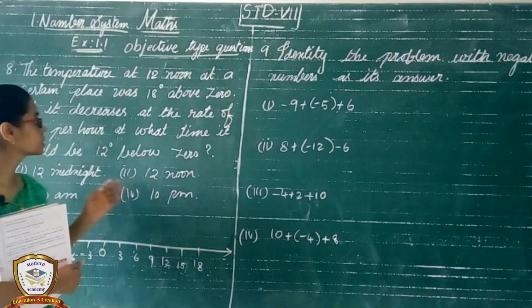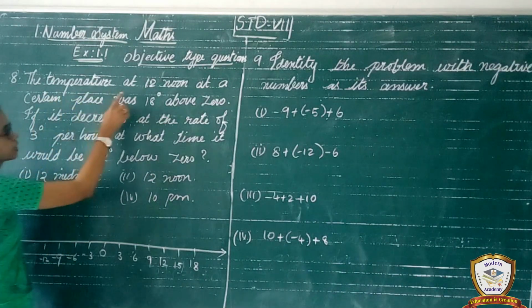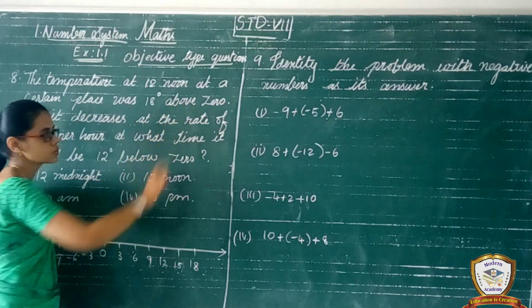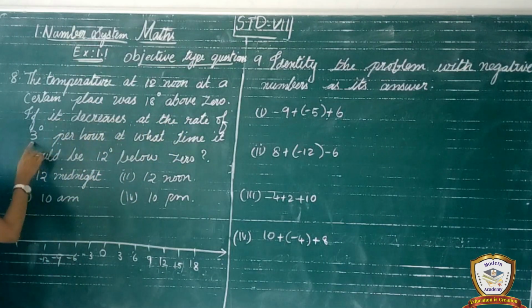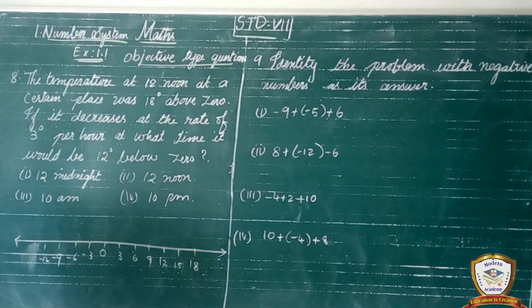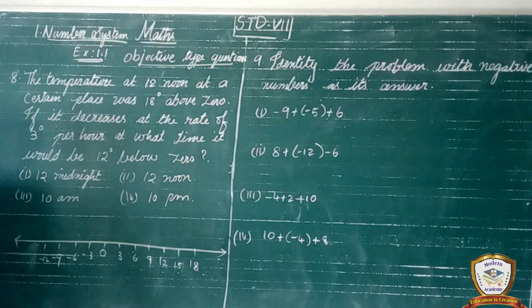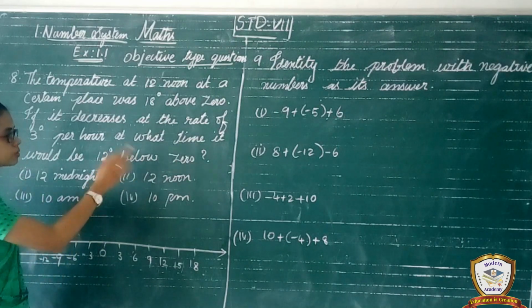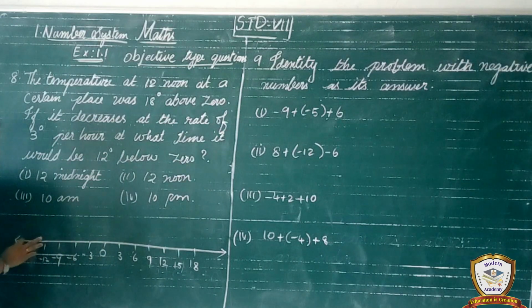Okay, next, see the 8th sum. The temperature at 12 noon at a certain place was 18 degree above 0. If it decreases at the rate of 3 degree per hour, meaning per hour it decreases 3 degree, at what time would it be 12 degree below 0? We have to find the time. Below 0, 12 degree, what time? We have to find.